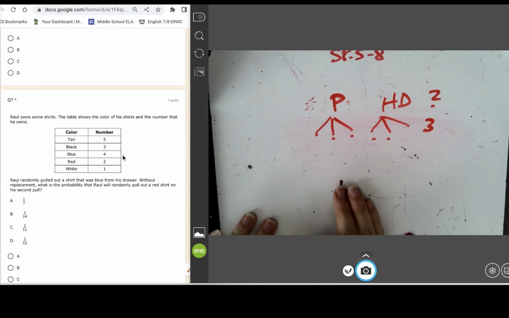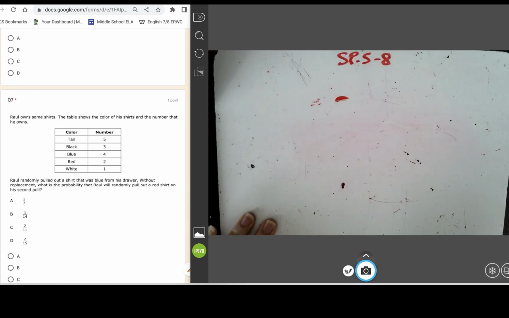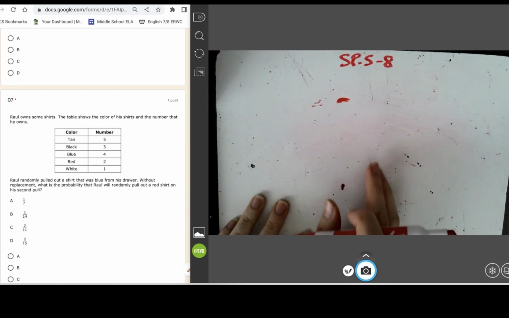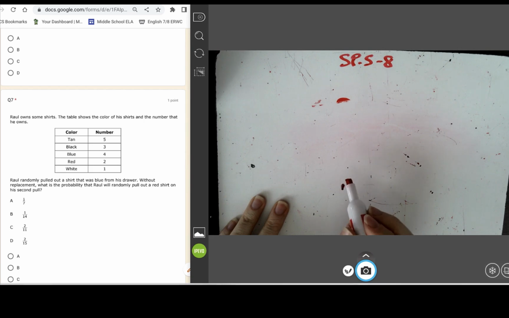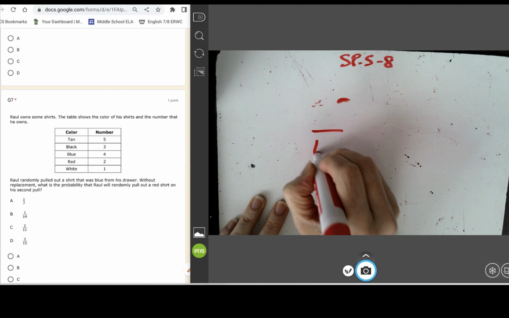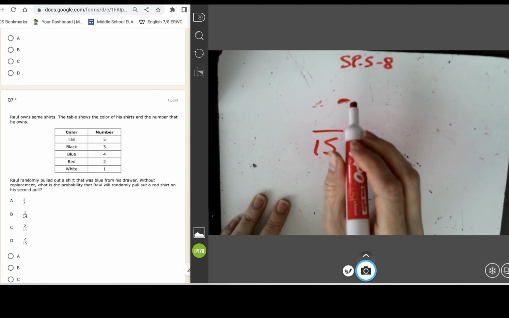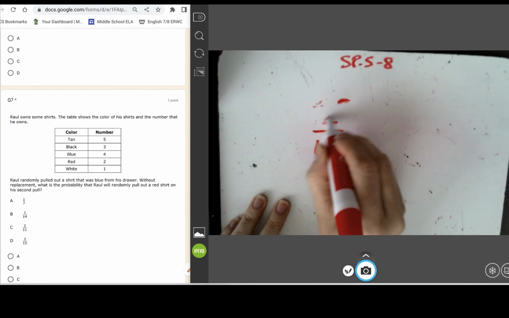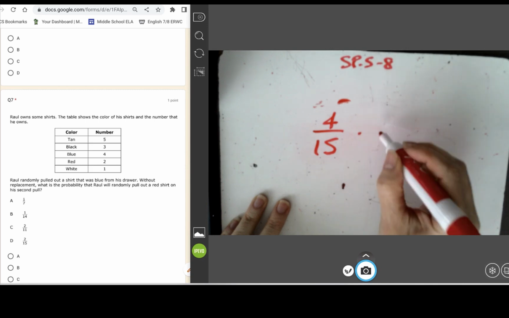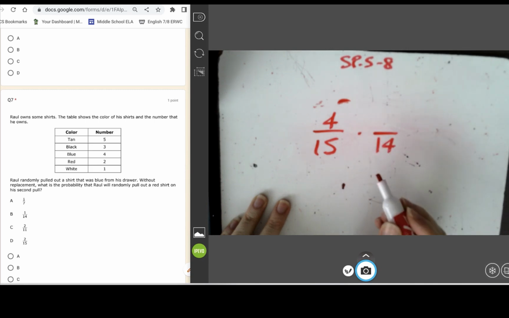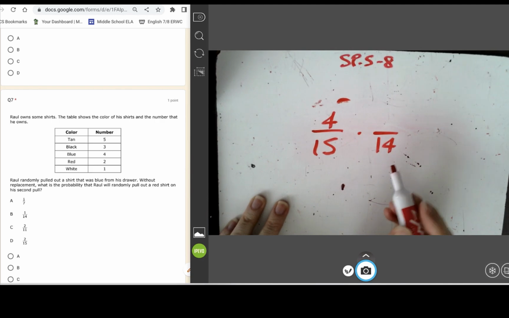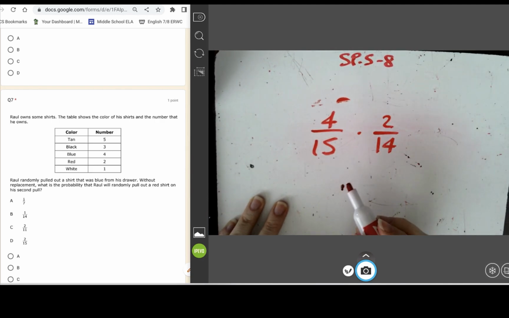Number 7, Raul owns some shirts. The table shows the color of shirts, the number he owns. He randomly pulls a shirt that's blue out of the drawer. Without replacement, what's the probability he'll pull out a red shirt? So if he pulls a blue one, there are 3 and 4, 7, 10, 15. There are 15 to start. So what's the probability he pulls a blue? That would be 4 out of 15. Then, if he doesn't replace it, I now have 14 shirts, and there are still 2 red.